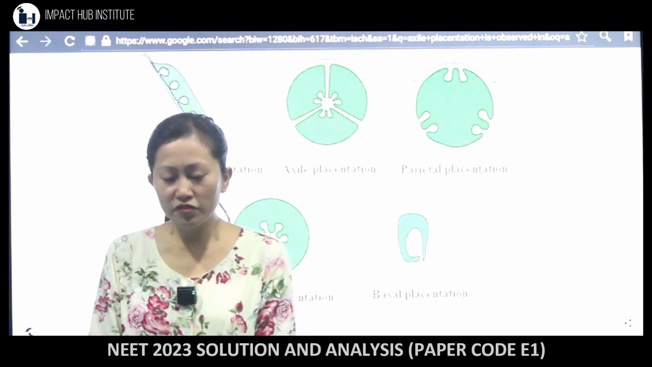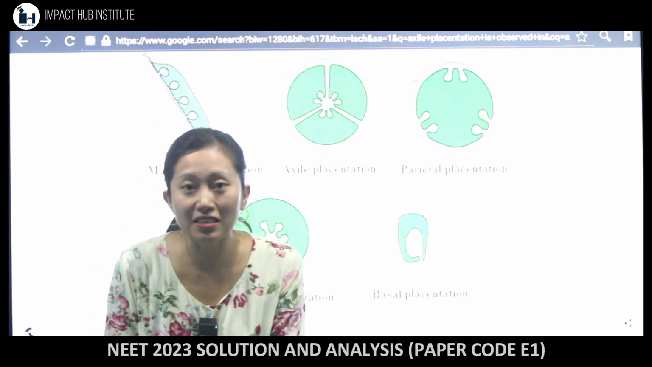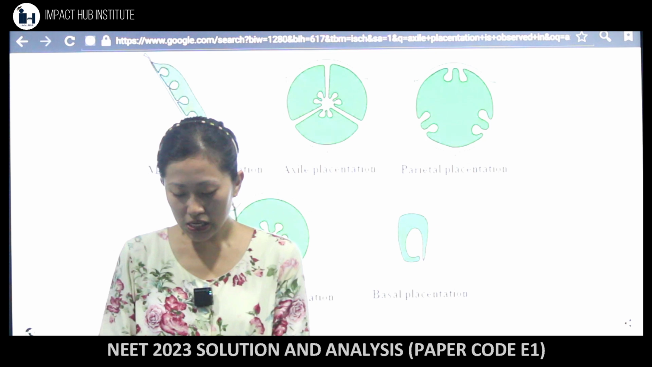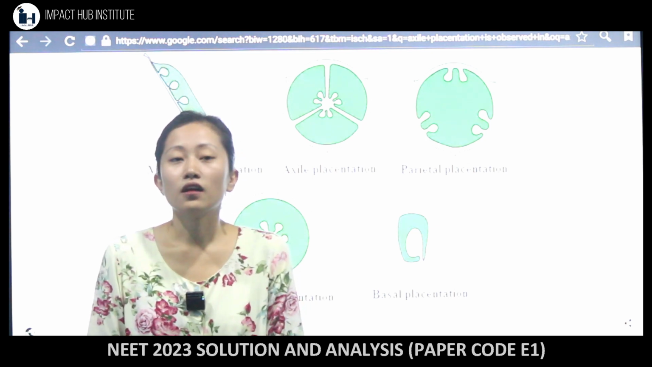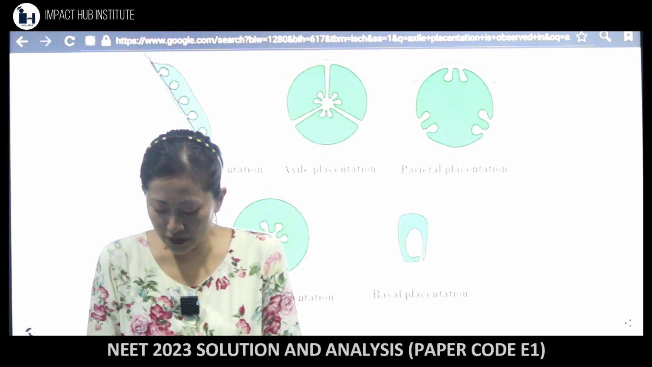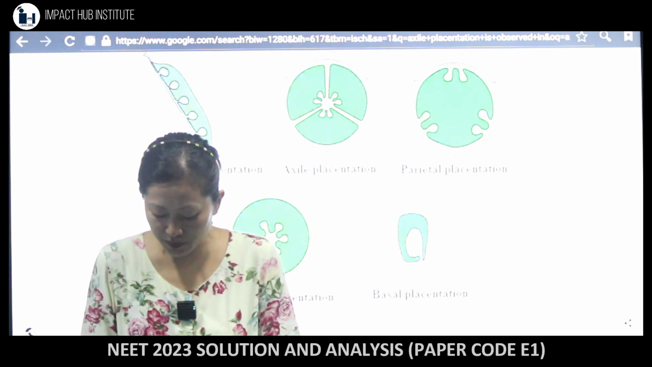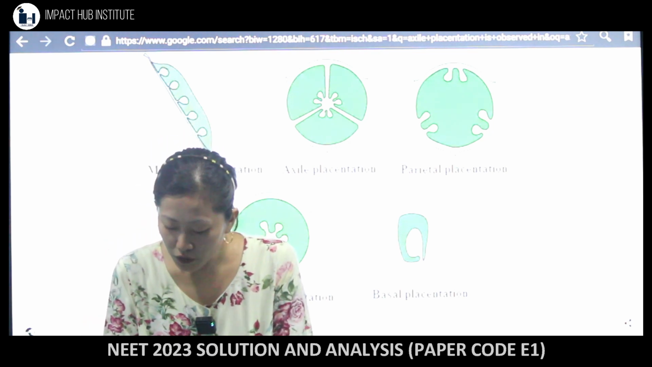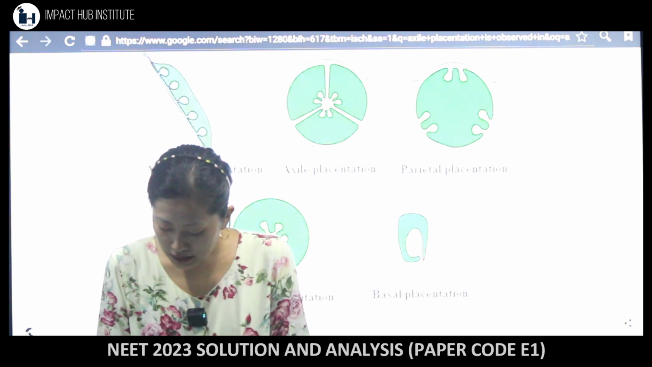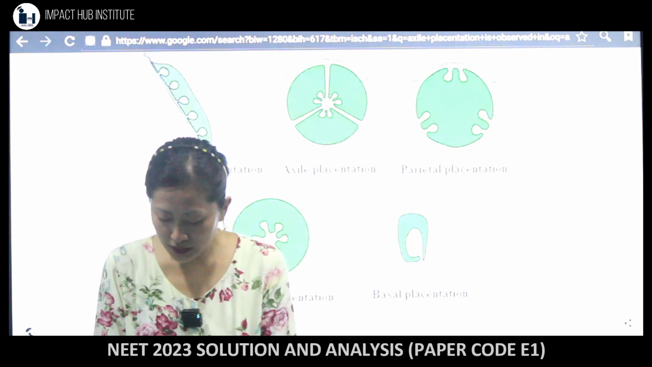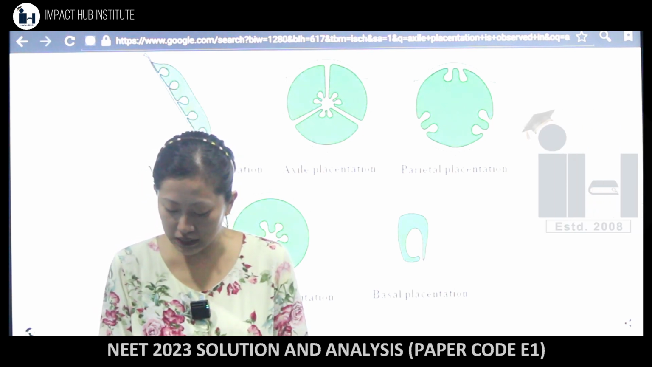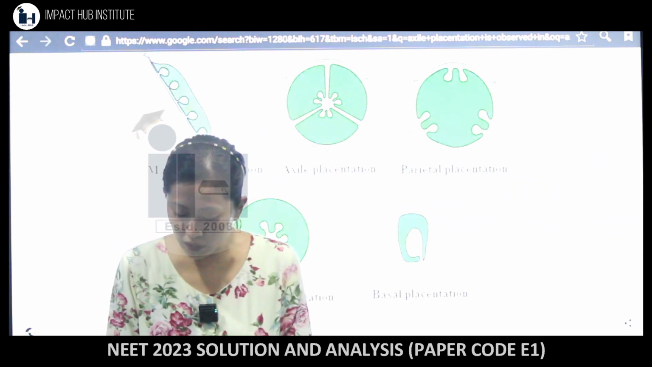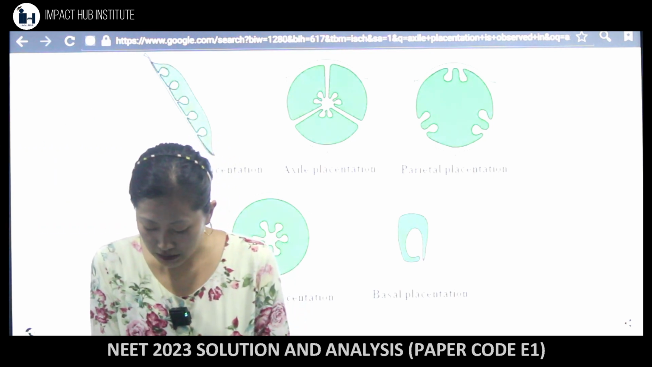In order to prove DNA as the genetic material, the first experiment was done by Griffith. It was not so convincing, so 16 years later, Avery, McLeod, and McCarty conducted another experiment. But the last one, done by Hershey and Chase, gave an unequivocal proof that DNA is the genetic material. So in question number 113, the correct answer is option 2.